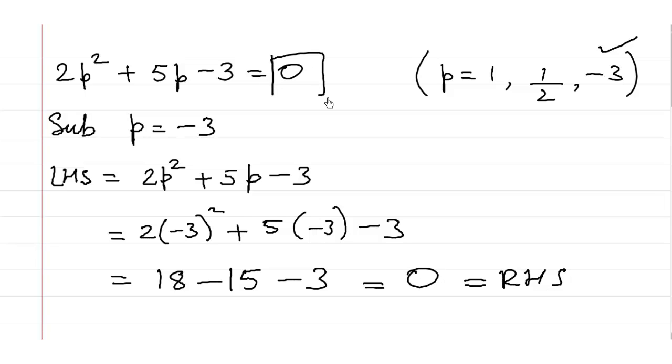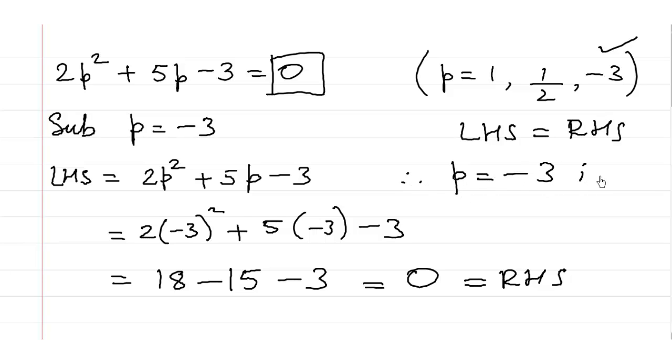RHS in all such cases is a 0. So we have LHS is equal to RHS. Therefore, the value of P is equal to minus 3 is the root. So we saw in this particular problem that P is equal to 1 was not a root, but P is equal to 1 upon 2 was a root, and P is equal to minus 3 was also a root. So in this particular equation there are only two roots, 1 upon 2 and minus 3, and all the other values will not give you the answer, will not give the LHS and RHS equal.